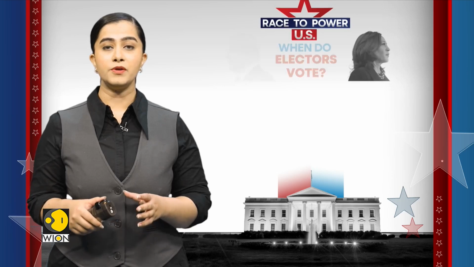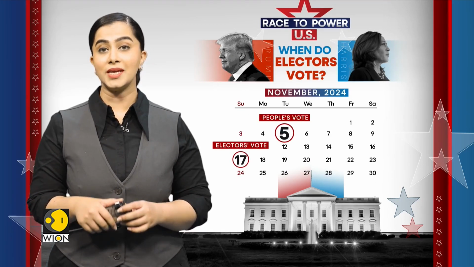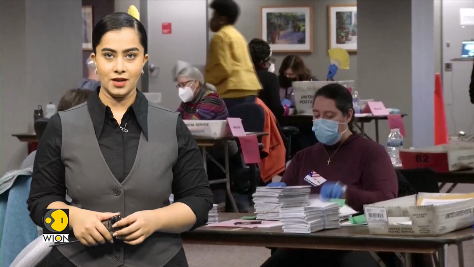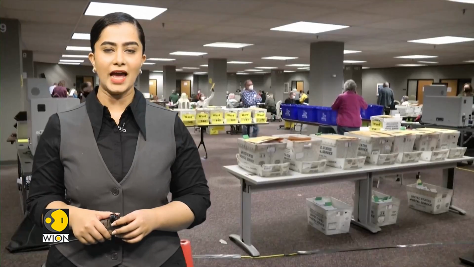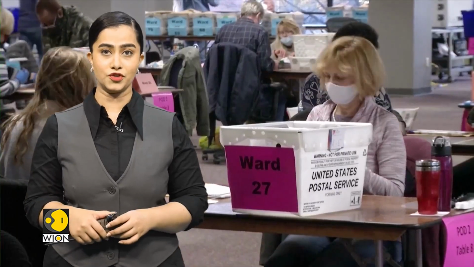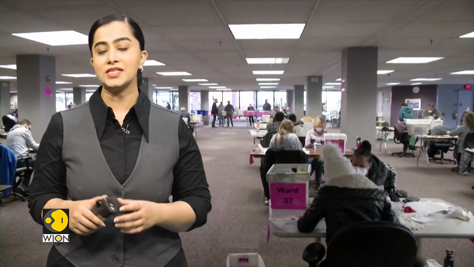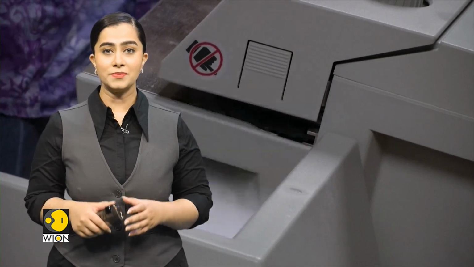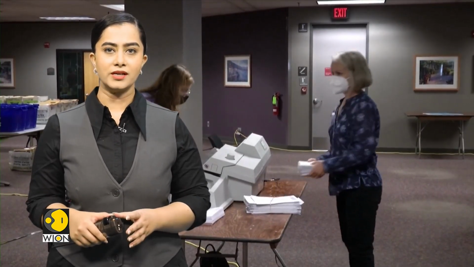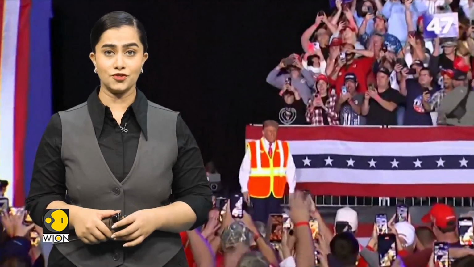This year, November 5 is the main election day, and the electors will meet on December 17 to cast the final official vote. The gap between November 5 voting and the date electors cast the vote gives plenty of time for election officials to deal with all kinds of possible scenarios, be it assessing provisional ballots or counting ballots that arrive late.